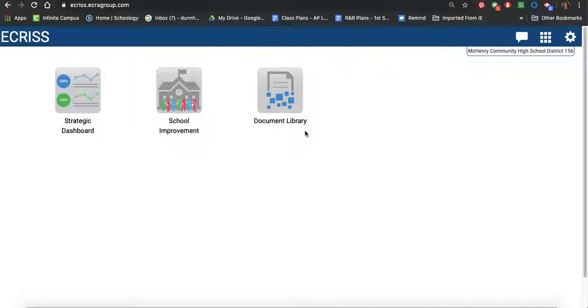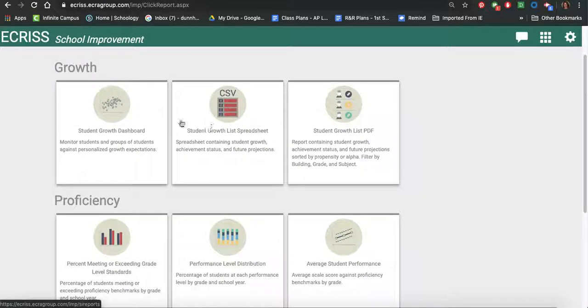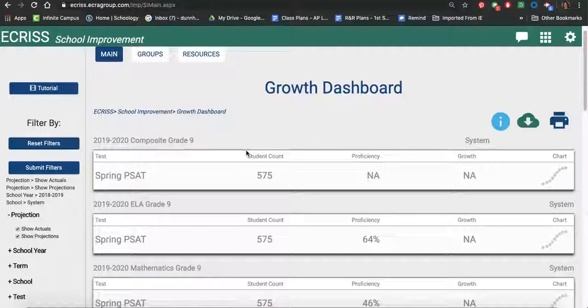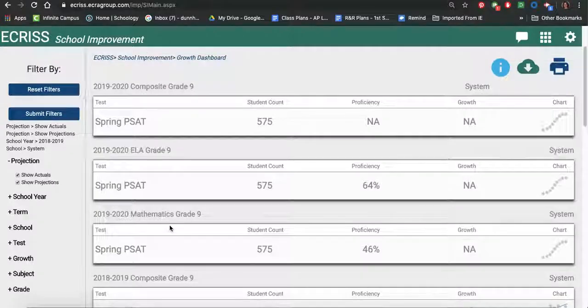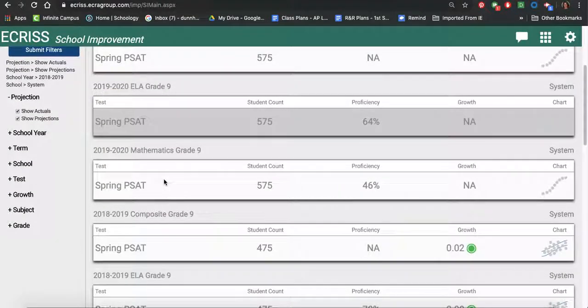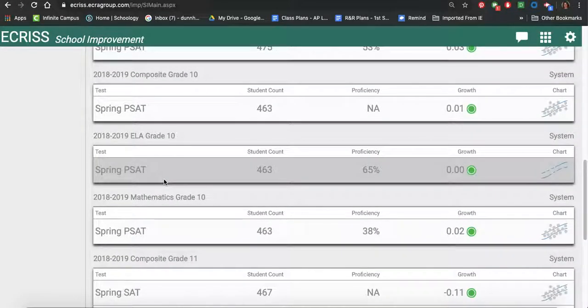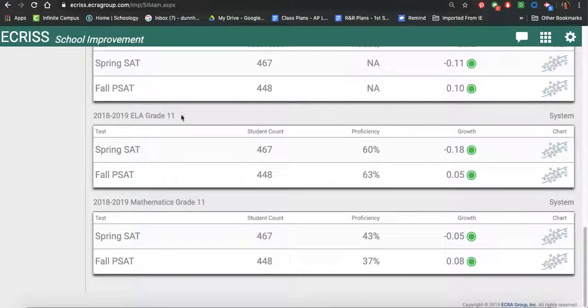So when you get to this, you get strategic dashboard, school improvement, or document library. There's a bunch of different things you can look at. We're going to go into school improvement, and we're going to look first at growth. This is one of the things that's pretty interesting. You can choose whatever test you want. There's the grade 9 spring PSAT. Here's mathematics. There's ELA. Again, I'm concerned with ELA, and I'm going to be looking at the SAT. So we're at 18-19, grade 11, spring SAT or fall PSAT.